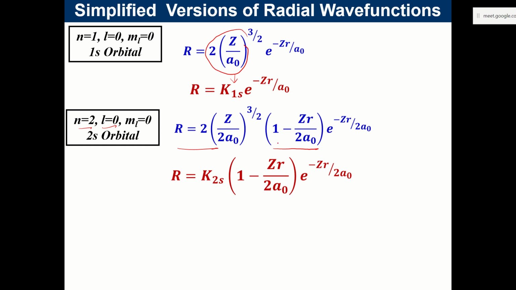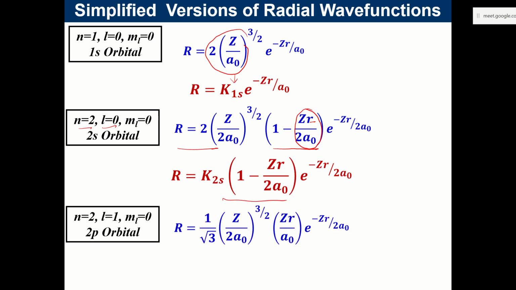And when you are moving away from the nucleus slowly, at one point Zr by 2a naught, when small r increases, this will equal 1, and then the whole function goes to 0. So that is the point where the node appears. So if the function is given, you can easily identify where exactly the node will be present. This is the advantage, that you really know where the node is.